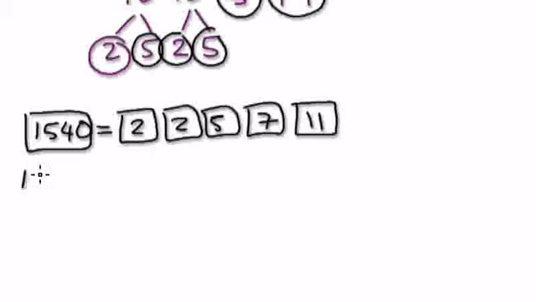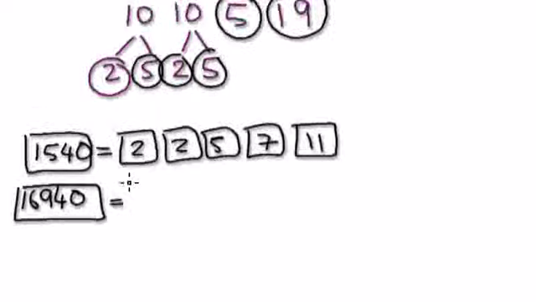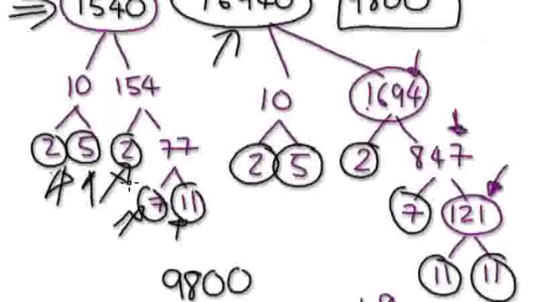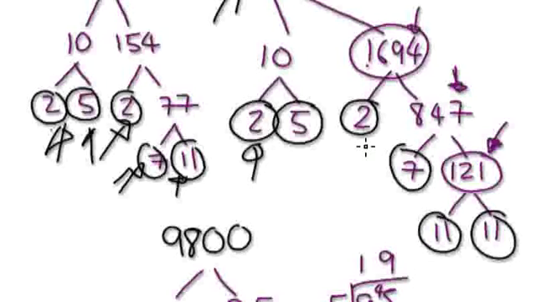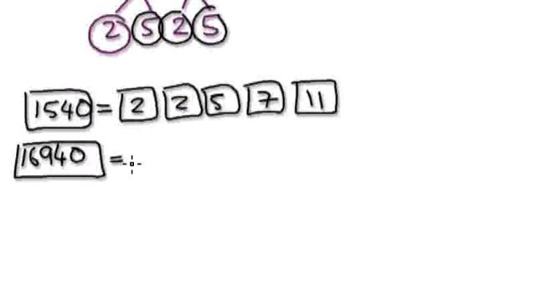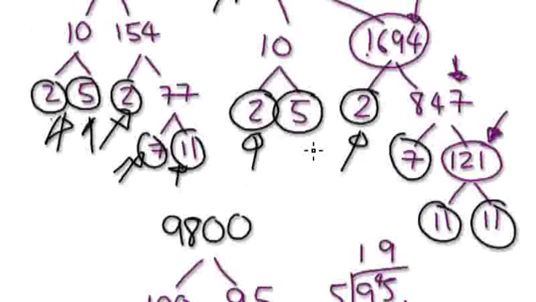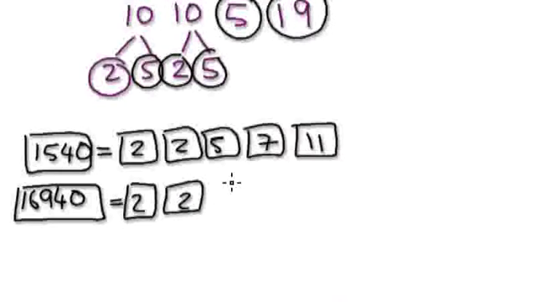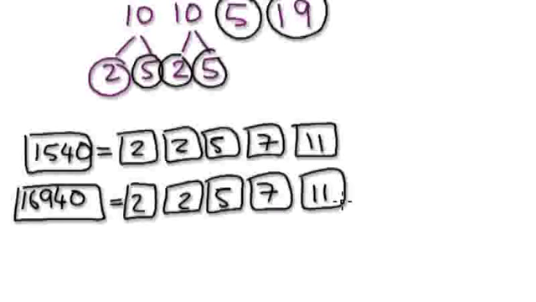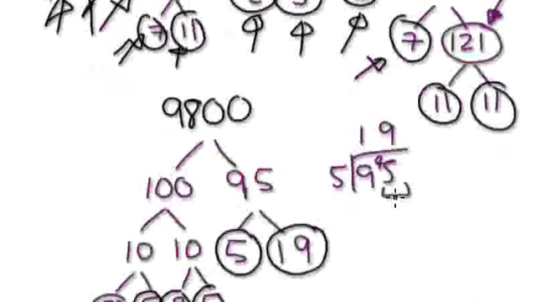Now let's jump to the second number here, 16940. Let's try writing this as a product of primes. So we've got 2 here, 2 here. So we can visualize that as a 2 times a 2, and then we've got 5 here, 7 here, and 11, and 11.